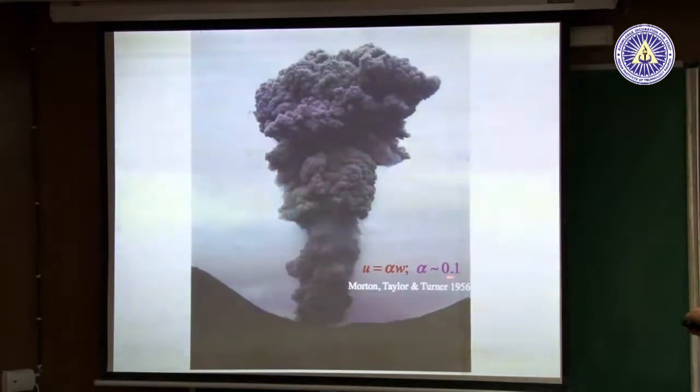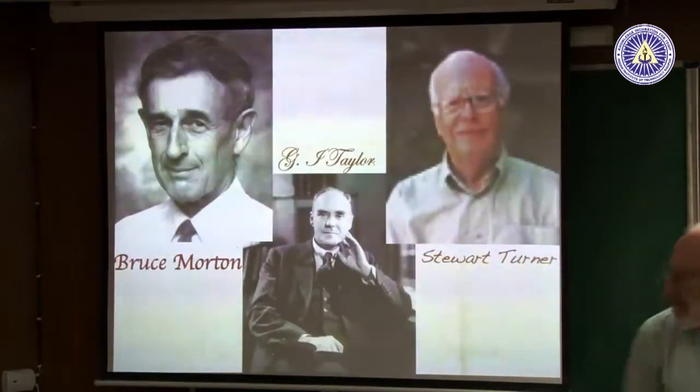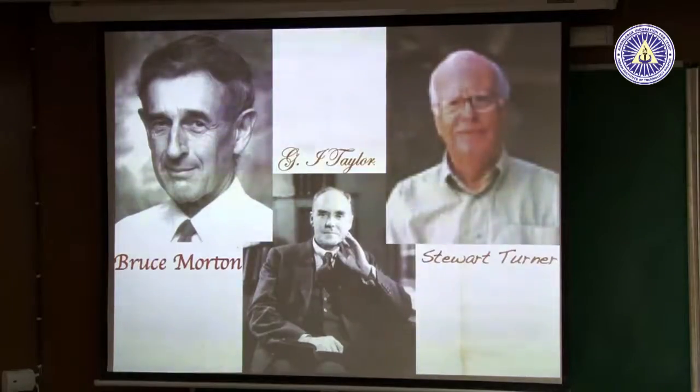Alpha is about 0.1, and this is known as Morton, Taylor, and Turner. They wrote a paper, and here they are. Morton came from New Zealand. He was a really wonderful character, a great friend of Edmund Hillary's, the climber. And he twice saved Edmund Hillary's life.